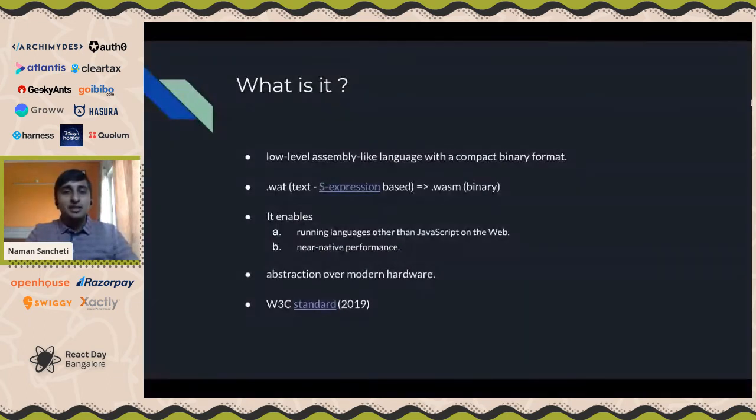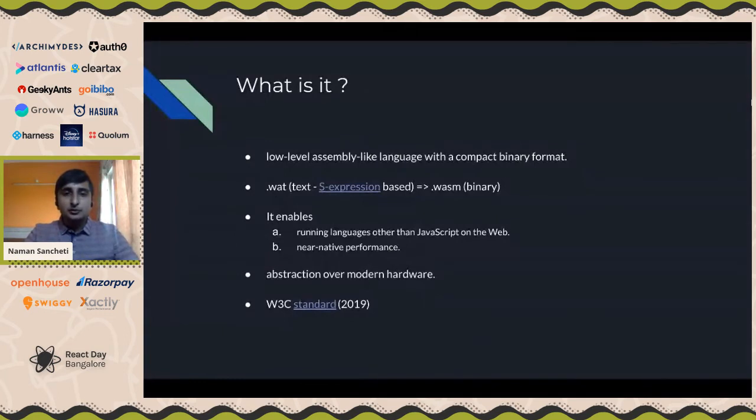So what is WebAssembly? It's a low-level assembly-like language with a compact binary format. What does that mean? Low level means it is closer to your machine code. So it's essentially a bytecode, an assembly-like language, which makes it more performant. And it's compact. If you compare the size to, let's say, compressed JavaScript, it's going to be smaller. There is the WAT format, the .wat, which is a textual representation, your assembly-like representation. And then there is WASM, which is a binary representation. The text one is S-expression based. S-expression is symbolic expression, a way to represent a nested list.